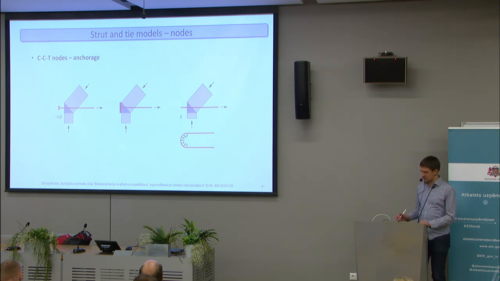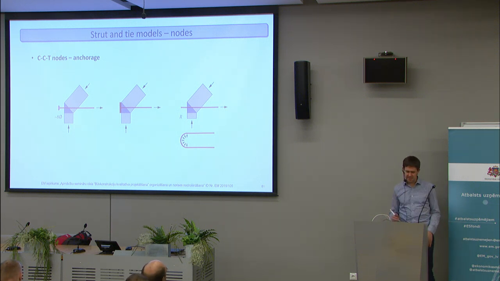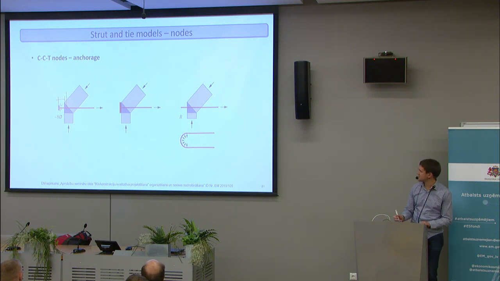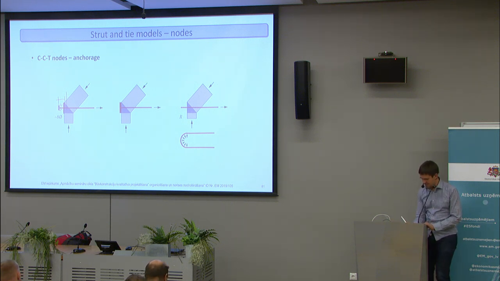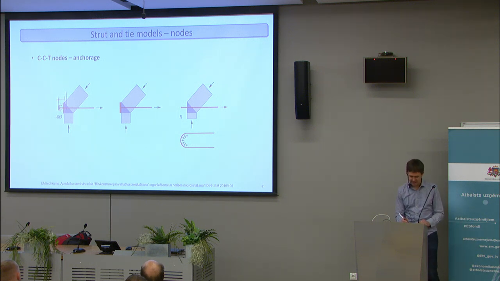Now it's also possible to use other methods to anchor it. If we use anchorage heads, then because of the lateral expansion, it's not perfectly anchored. If we want to have hydrostatic conditions inside the node, we should have uniform stress at the edge of the node. So it cannot be anchored right behind the node. We need some distance to actually redistribute the compression to a wider area. So here, we still need some distance behind the node.